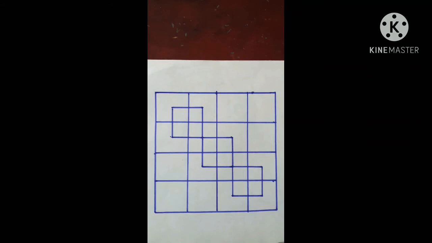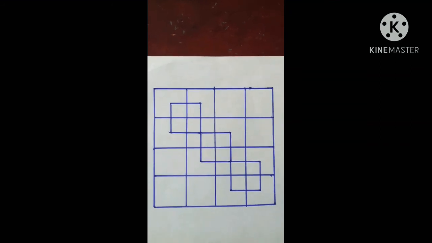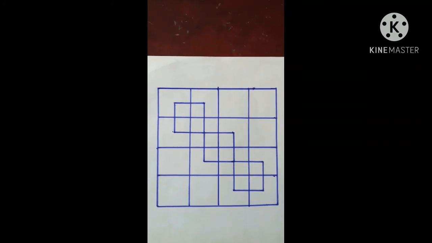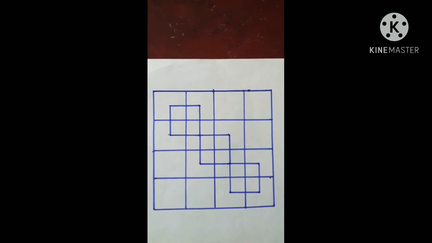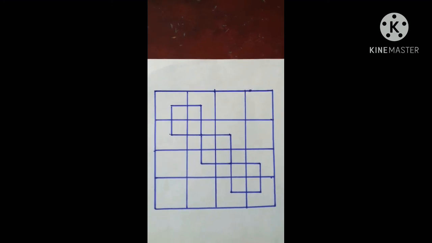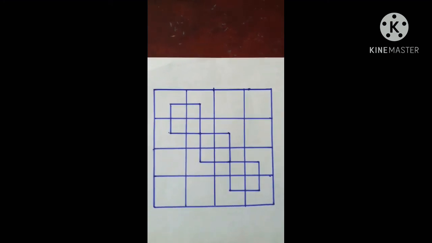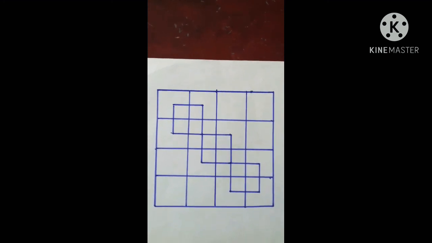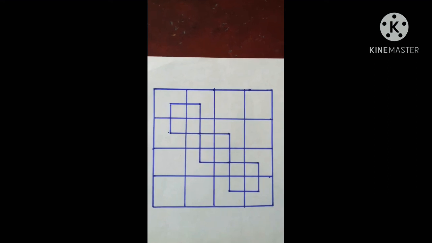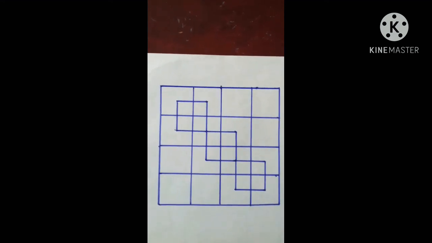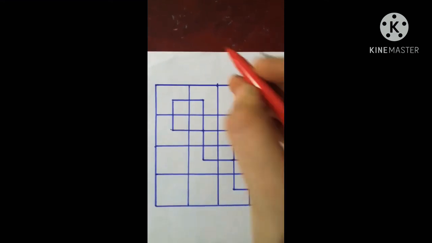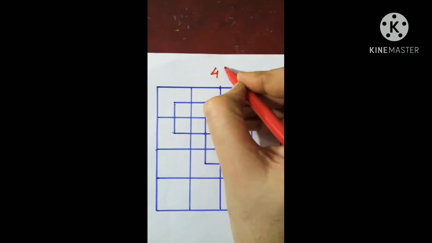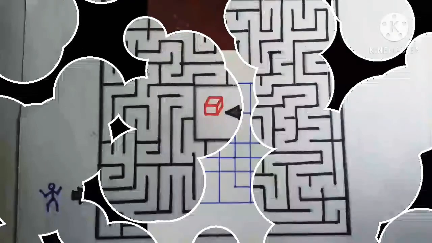Now students, did you get the answer of this first picture I showed you? How many number of squares are there in this picture? Did you get the answer? If you didn't get the answer, I am giving you the answer now. You can check with your answer, is it correct or not? The total number of squares is 45 here.